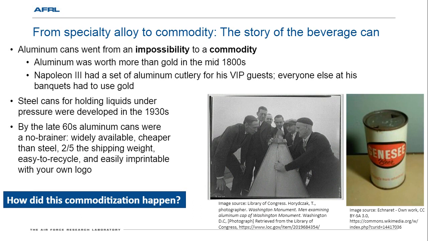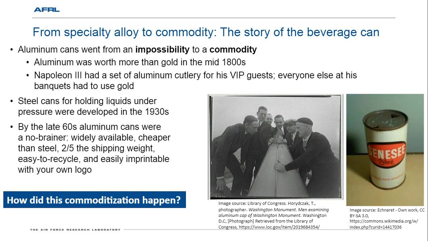Now, in order to bring down costs and be able to get the right material in a given application, I'm arguing that we need to move from specialty alloys to commodities. And I want to bring here the example of the beverage can. Aluminum cans went from an impossibility to a commodity in a matter of decades. Back in the mid-1800s, aluminum was worth more than gold. And in fact, Napoleon III had a set of aluminum cutlery for his VIP guests. His non-VIP guests had to use gold cutlery.